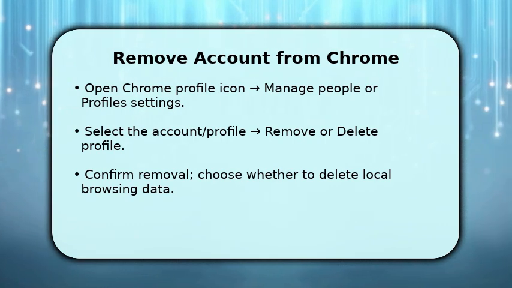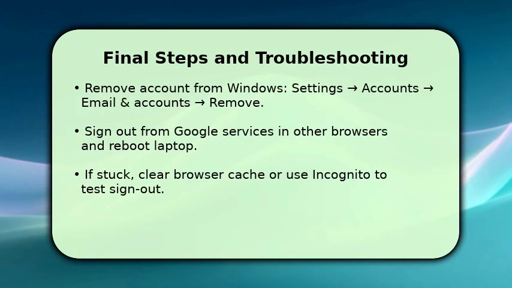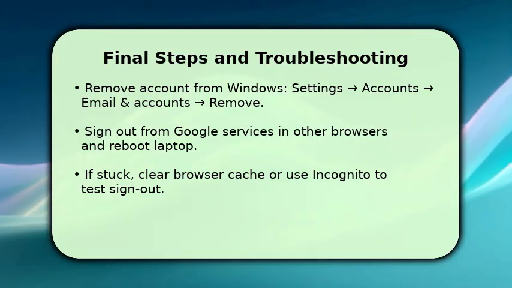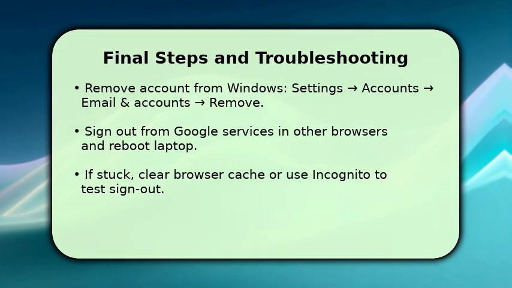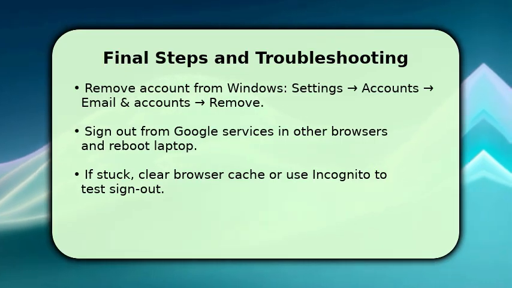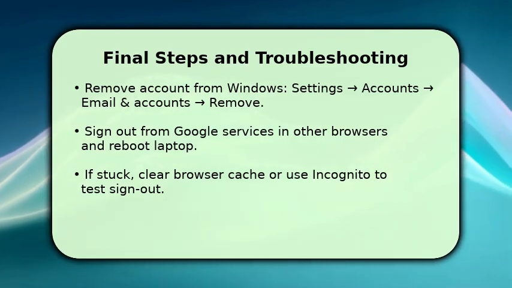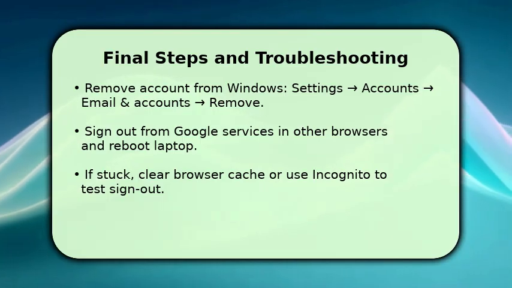Finish by removing the account from Windows if it was added system-wide. Go to Settings, right arrow Accounts, right arrow Email and Accounts, select the Google account, and remove it. Then sign out of any remaining Google services in other browsers and reboot the laptop to ensure tokens expire.